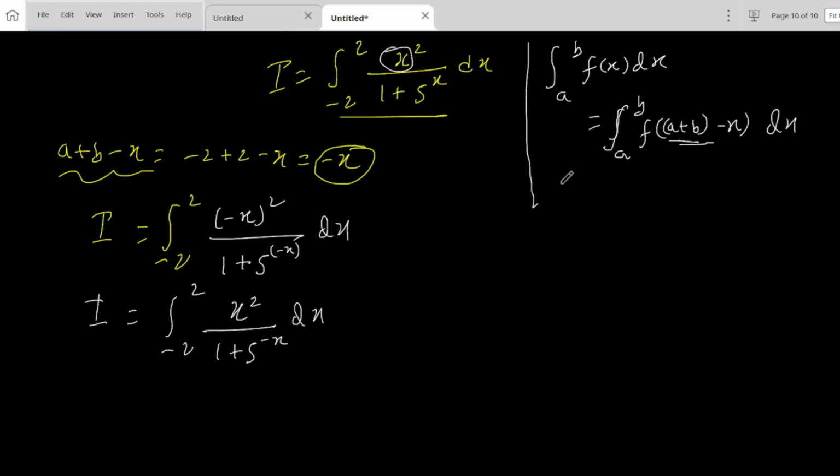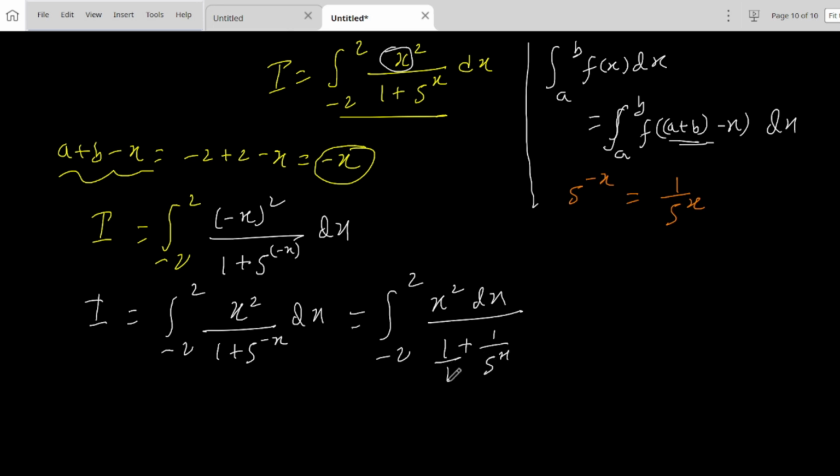Here one more property we will use. If there is 5 to the power minus x given, we can write 1 by 5 to the power x. So when we replace this 5 to the power minus x, we will have minus 2 to 2 x square dx upon 1 plus 1 by 5 to the power x. By taking LCM, we will have minus 2 to 2 x square dx upon 5 to the power x plus 1 by 5 to the power x.